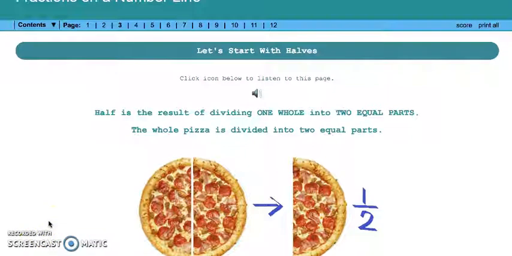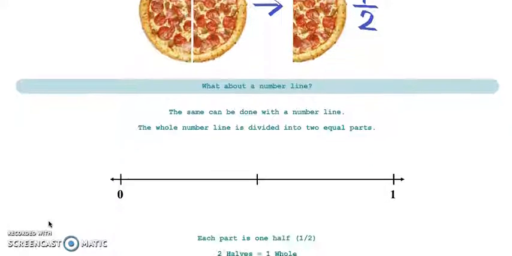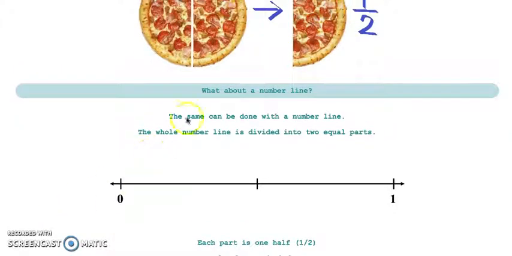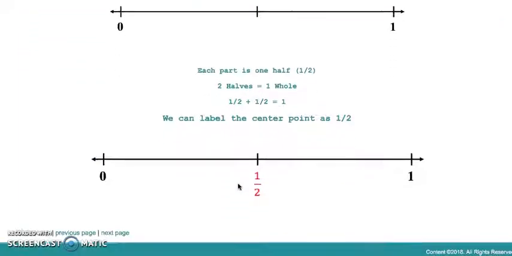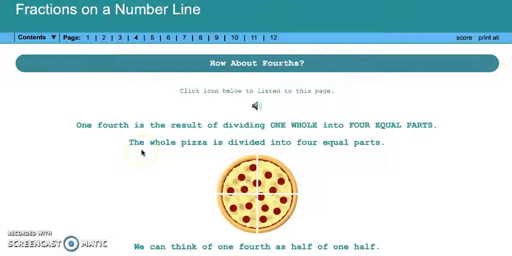Page 3 starts with halves. Once again, I compare halves on a pizza and then transfer this information to a number line. I've included images for both the pizza and the number line showing halves. I then show the students how to label the corresponding fractions. The next page contains the same information as the page before, except showing fourths instead of halves.